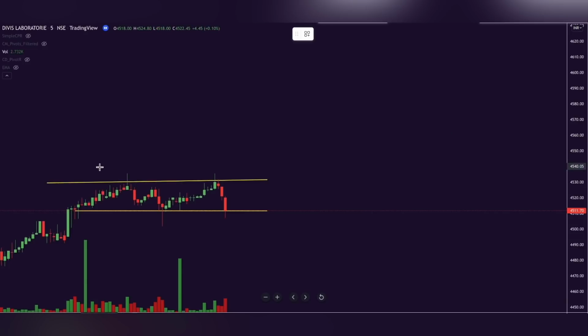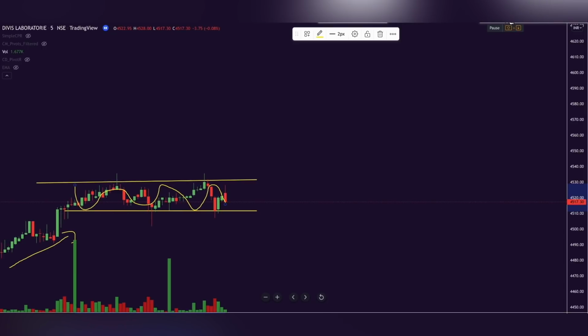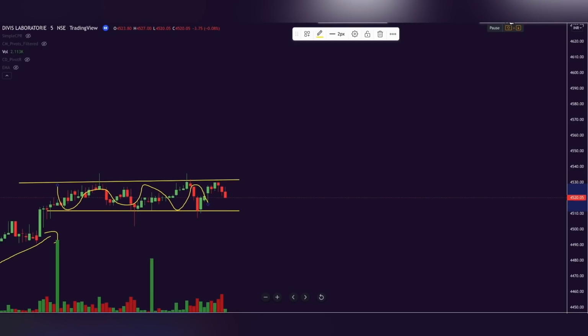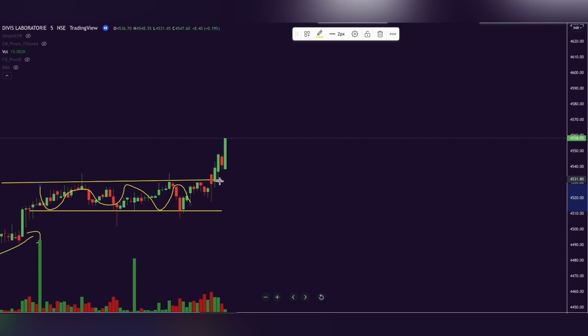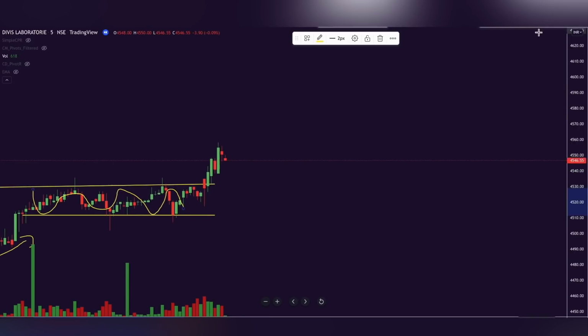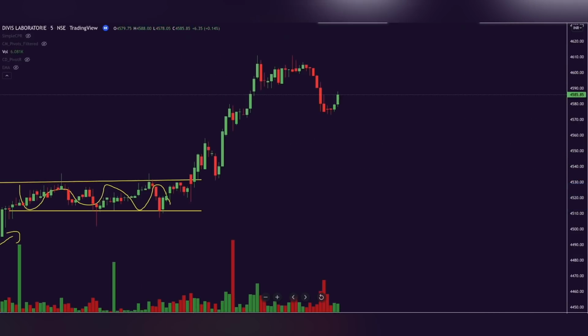Now this is a chart of Divis Lab, 5 minutes time frame. We can clearly see that this stock was in a trend and now it is in a consolidation phase, right? Now let's see what happens next. The market is still consolidating. Now here we got a breakout, right? After this breakout, what happened? You can clearly see the stock moved towards the upside. Let me show you one more example.